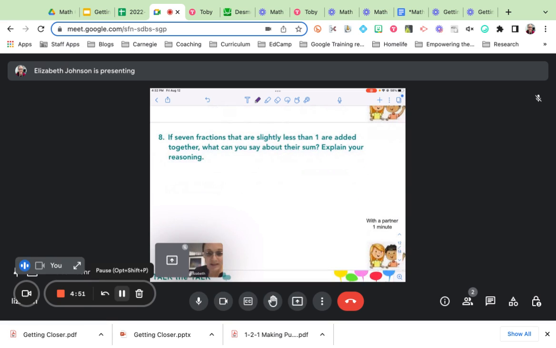So our last problem that we're going to look at today with our partner is similar to the last two. This time we have 7 fractions that are slightly less than 1. What can you say about their sum? We did a problem like this a little bit earlier, didn't we? Talk with your partner, figure it out, hit pause, and then hit play when you're ready to do our last task of the day. It's a group activity.